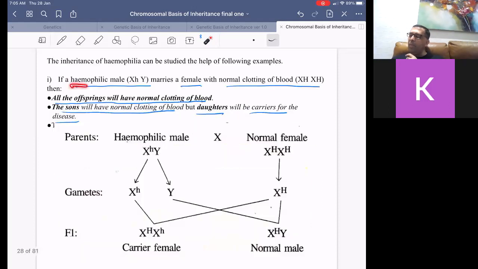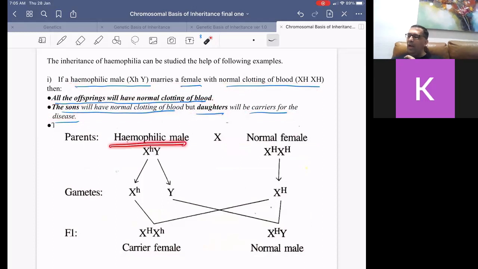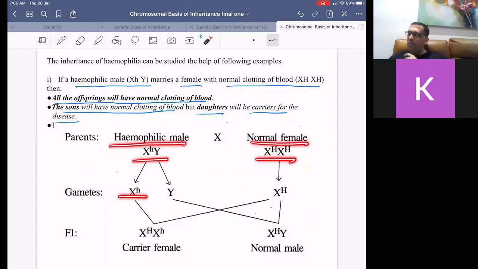A hemophilic male marries a female with normal clotting of blood. All the offspring will have normal clotting of blood. Sons will have normal clotting, but daughters will become carriers for the disease. So, hemophilic male, X small h Y, normal female, X capital H X capital H. X small h Y will form gametes X small h and Y.